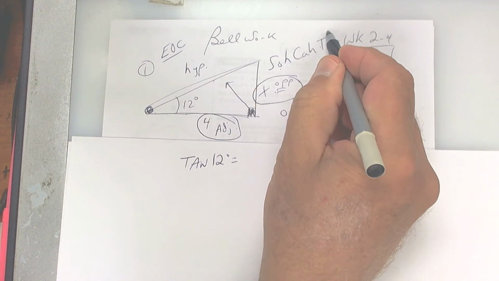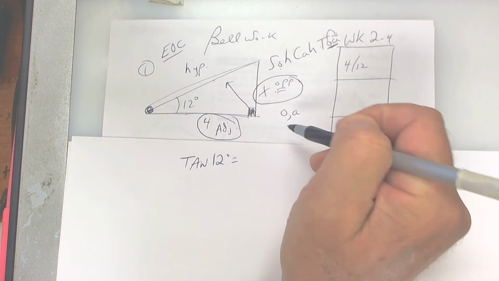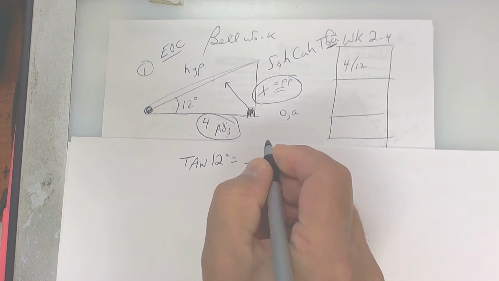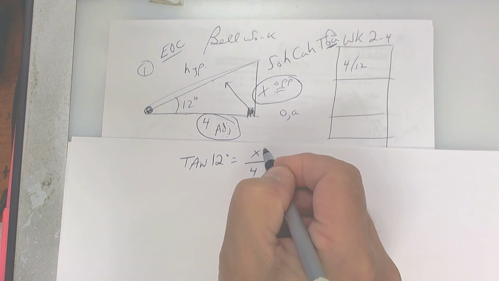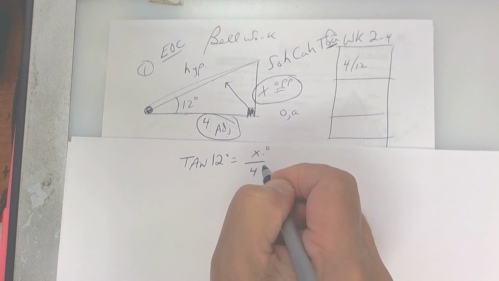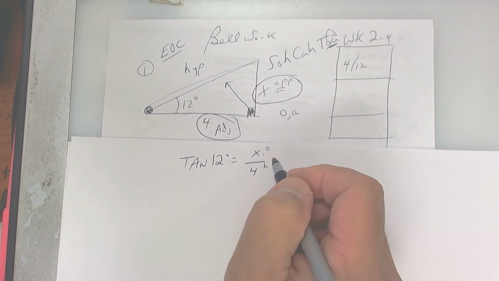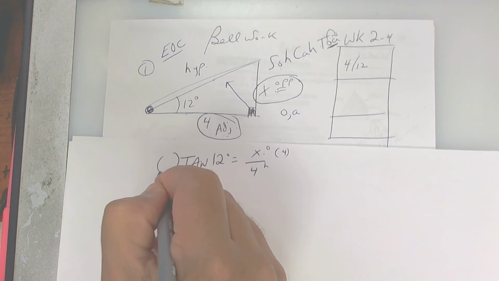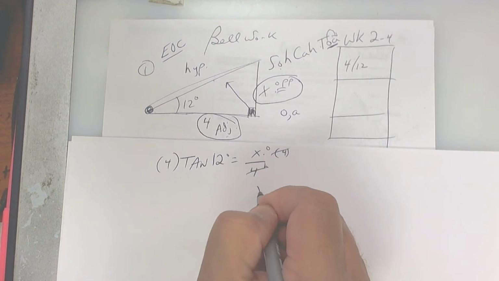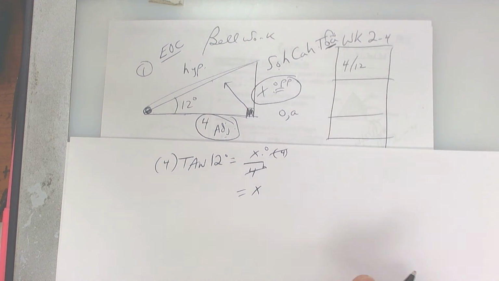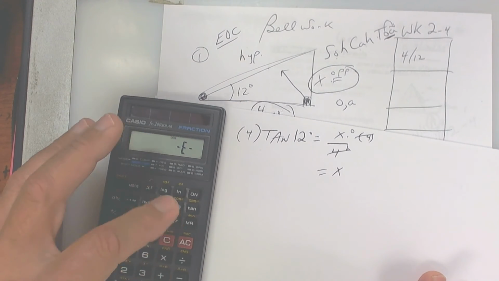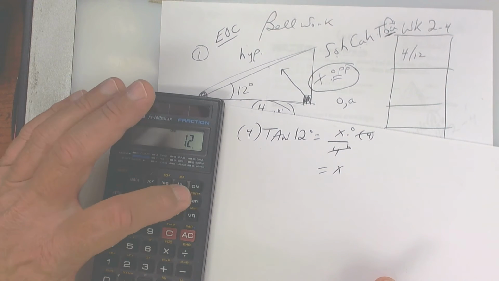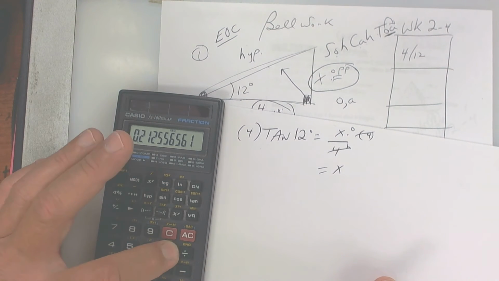And the A is on the bottom. So whichever one has an A, this one has an A, so the 4 is on the bottom. And the x is opposite over adjacent. Okay? Anyway, so we're going to multiply by 4, and we're done. So the 4's cancel, so x equals, you clear your calculator, and you press tan 12, and then you do times 4.